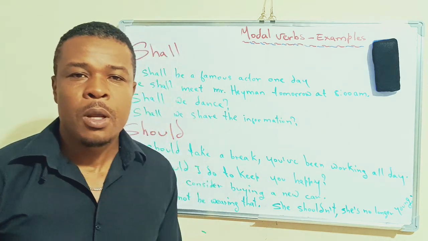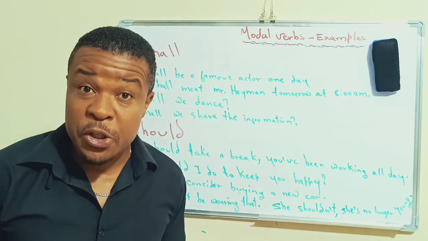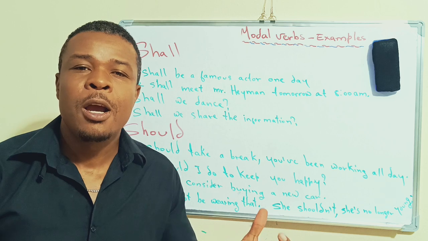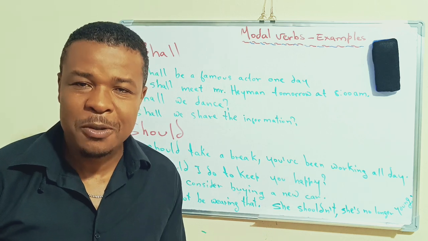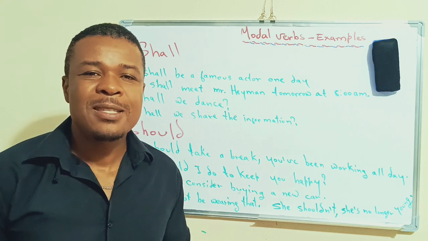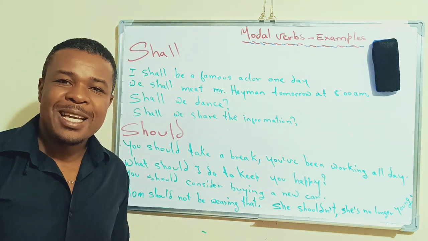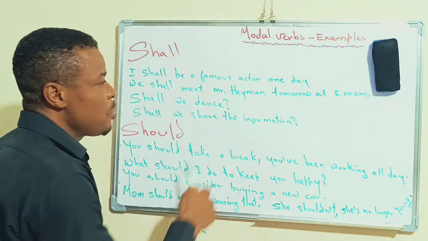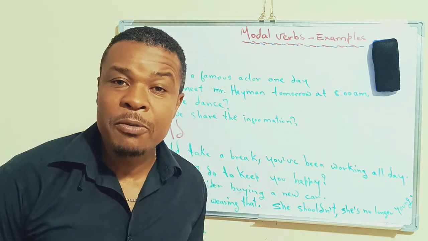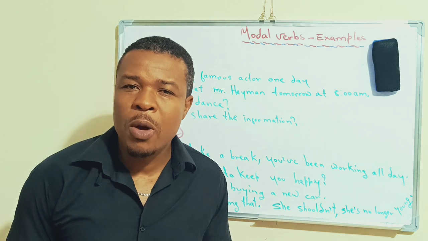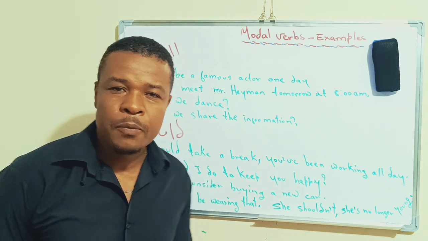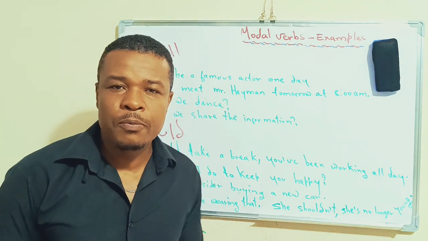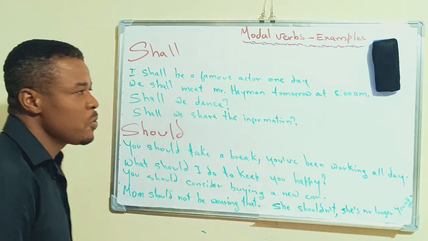Pero, ¿qué significa shall? We use shall to show determination, to make a suggestion, and to make a prediction about the future. Es en cuanto a uso del futuro, casi parecido a will. For example, I shall be a famous actor one day. Yo seré un actor famoso un día. Está hablando del futuro, ¿no? This is a prediction about the future.